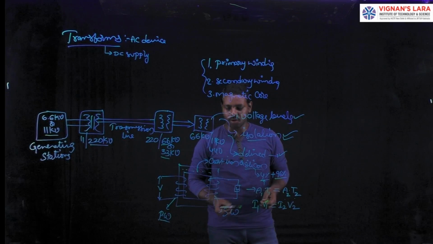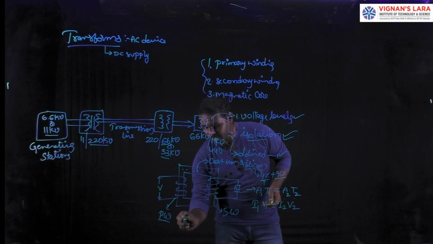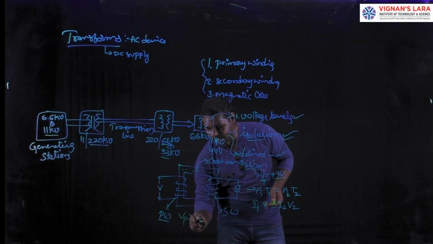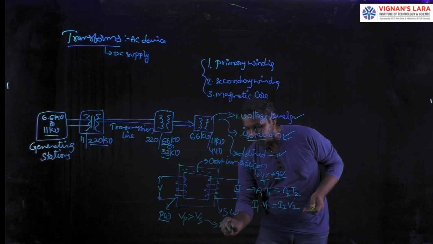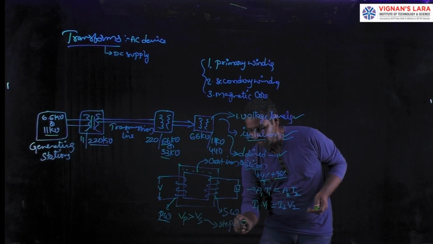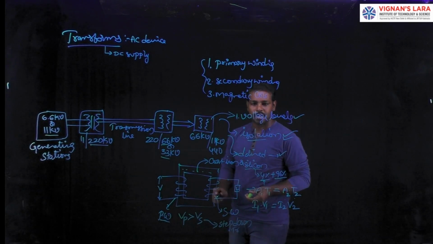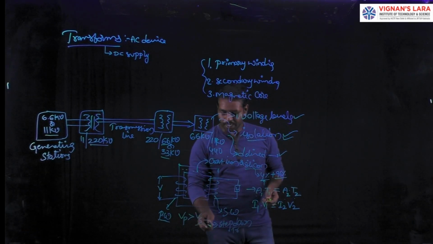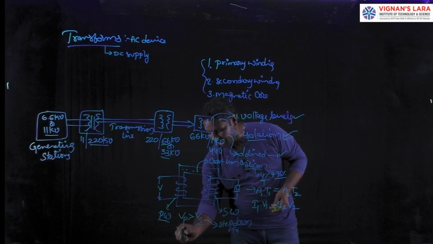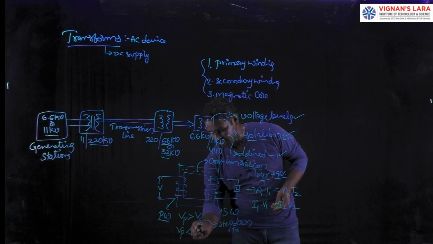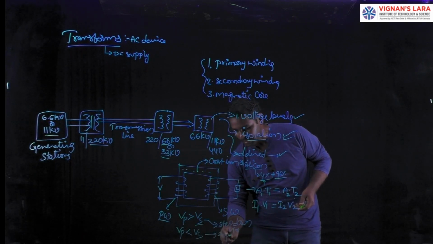So for example, a transformer whose function is to convert high voltage into low voltage, that means the primary voltage is always greater than the secondary voltage, is called a step down transformer. Otherwise, if the primary voltage is always less than the secondary voltage, it is called a step up transformer.